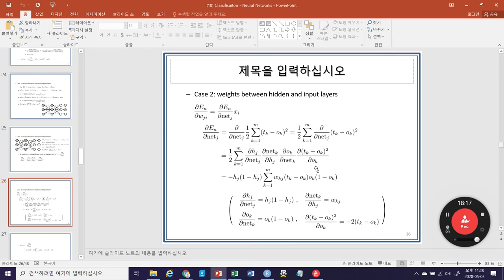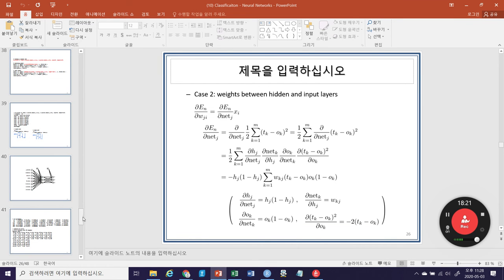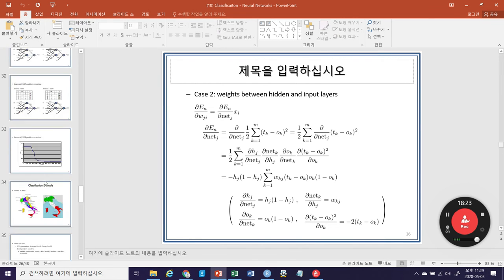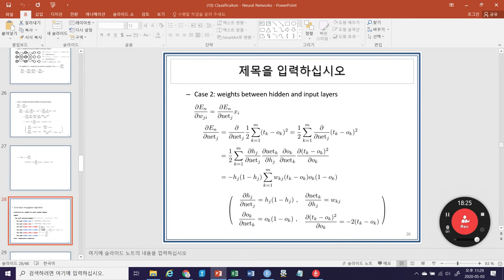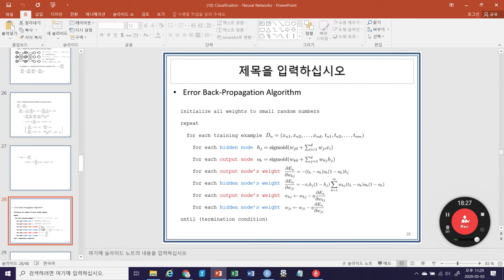In fact, the implementation of this error backpropagation algorithm must be hard work. So I will never give you a problem implementing this error backpropagation algorithm. So don't worry about it. Just please understand the way of training the neural network. Thank you for your attention.